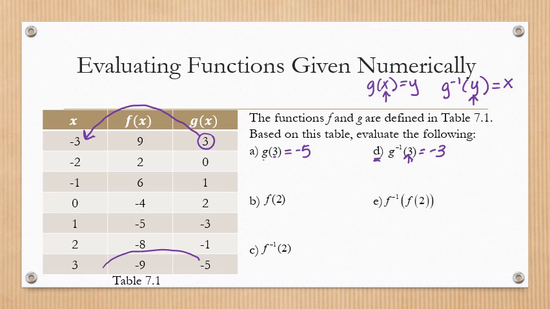Let's look at this in another way. So let's look at f of 2. So this means to go to your function, you're inputting x of 2. And when I do that, the output is -8.